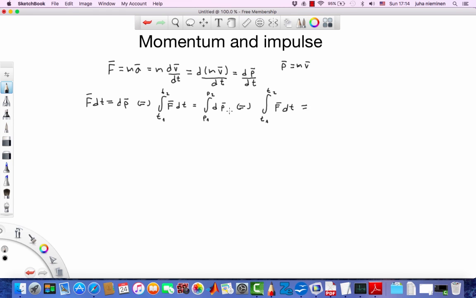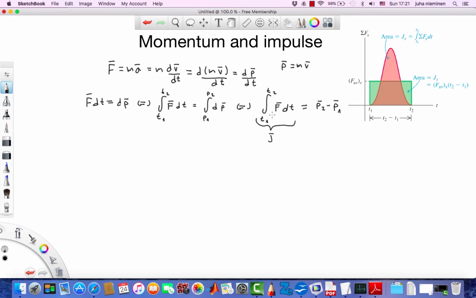And integrating this one on the right hand side just gives p2 minus p1. So the change in the momentum equals this quantity here, the time integral of force. And this is called impulse, J. It is in the same direction as the force, so it's a vector quantity, as I noted here as well.